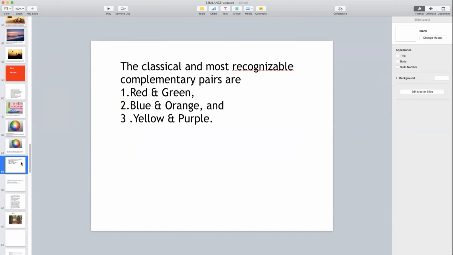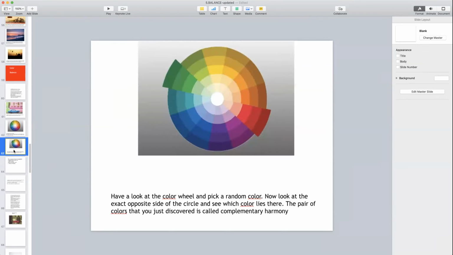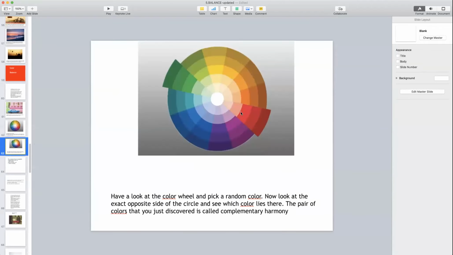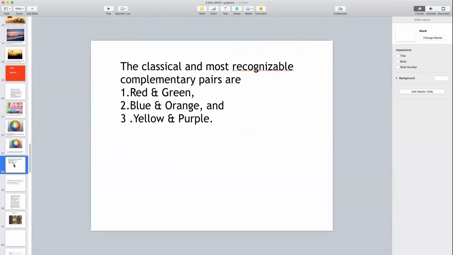This is the example. Red against green, which you have already seen. Blue against yellow, sorry, orange. Exactly, orange. This is the blue, and this is the purple color. So that's a different one. And then yellow is against the purple.